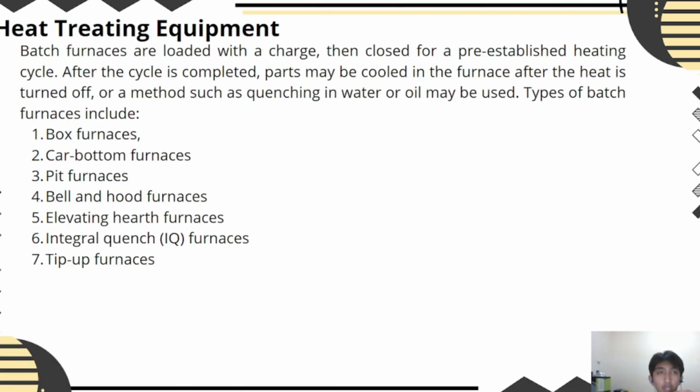Next is heat treating equipment. Most furnaces are loaded with a charge that allows for a pre-established heating cycle. After the cycle is complete, parts might be cooled in the furnace after the heat is turned off, or a method such as quenching in water or oil may be used. Types of batch furnace include the first is box furnace, two is car bottom furnace, next is pit furnace, bell furnace, elevator hearth furnace, and integral quench furnace or IQ furnace, and finally is tip-up furnace.